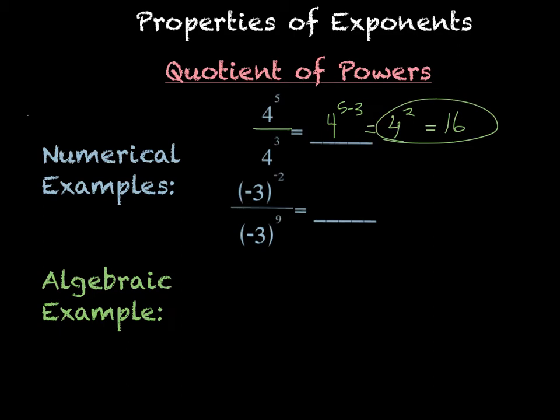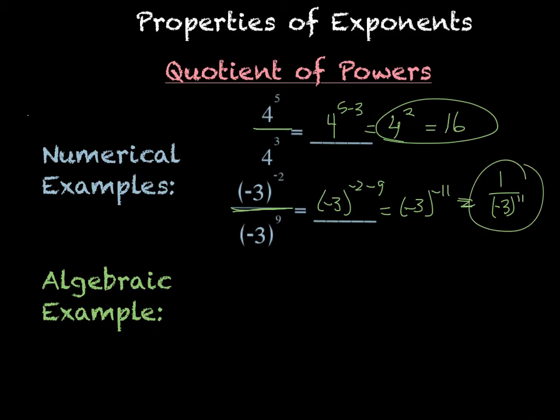Okay, and the next example we have negative 3 to the negative 2 power divided by negative 3 to the 9 power, so that would be a negative 3 to the negative 2 minus 9 power, which is negative 3 to the negative 11 power, but we don't like negative exponents, so we're going to get rid of that, equals 1 over negative 3 to the 11 power. That's our negative exponent. So we put two things together. This had a negative exponent, so we had to get rid of it. So we got rid of it by flipping it over the fraction bar.